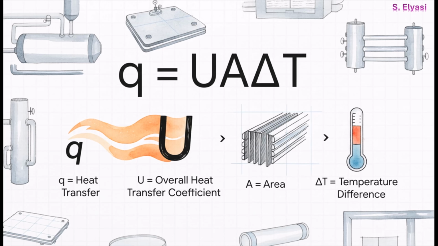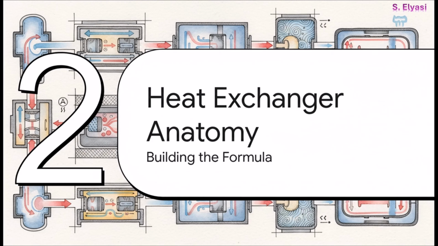And here is why U is so incredibly important. This elegant little formula right here dictates every heat exchanger design, period. If you know how much heat you need to transfer, which is Q, and you know your temperature difference, U is the magic number that tells you exactly how big your heat exchanger area, A, needs to be. It's the linchpin of the entire design. So the big question is, where does this powerful U value even come from?